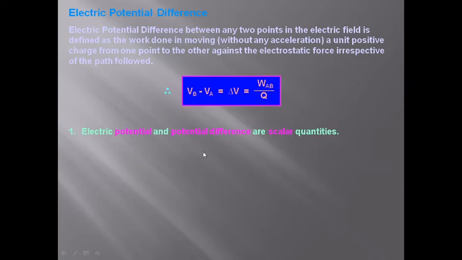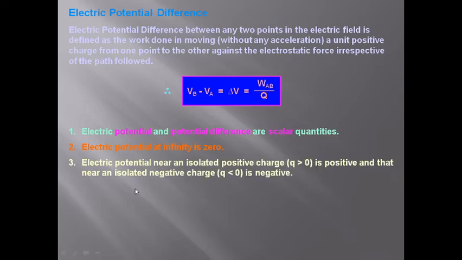Electric potential and potential difference both are scalar quantities. These points are to be noted. Electric potential at infinity is 0, meaning very far away from the charge there is no potential. Then electric potential near an isolated positive charge is positive and near an isolated negative charge is negative. The potential of a positive charge is positive and of a negative charge is negative. The CGS unit of electric potential is stat volt, as 1 stat volt is 1 erg per stat coulomb. Stat coulomb is the CGS unit of electric charge.